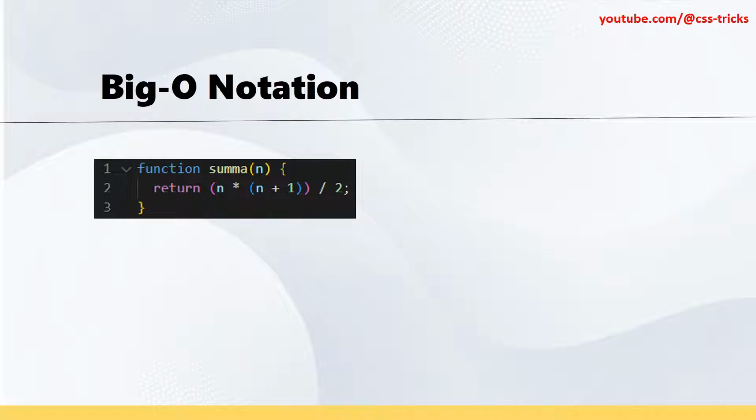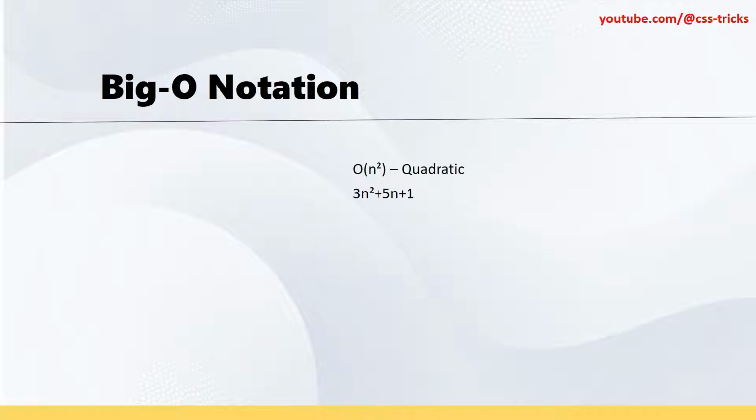Here is another algorithm for the same problem, summation of the first n natural numbers. The time complexity of this algorithm is O of 1, which is called constant time complexity. Irrespective of what the value of n is, line 2 is executed only once.